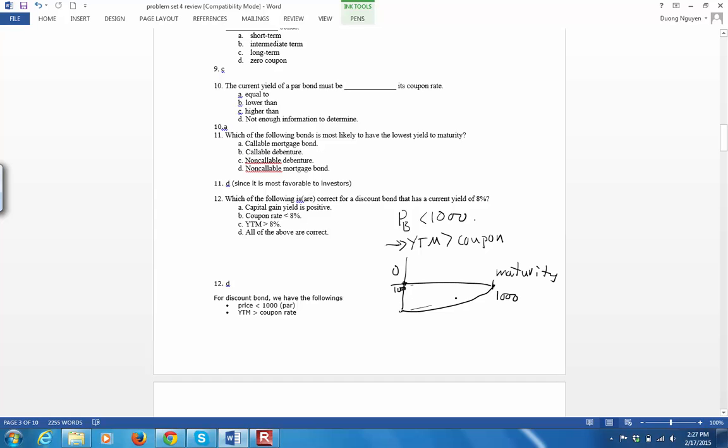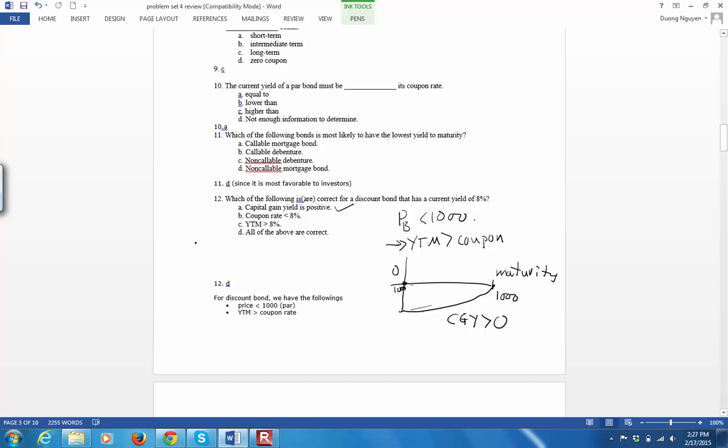So for the discount bond, the price always goes up until maturity. If this is the case, the capital gain yield of the discount bond is always positive, because the price of the bond 1 year from now will be higher than the price of the bond today, and so on. So what do you have so far? Capital gain yield is positive, which is what we see here. Coupon rate is smaller than 8%.